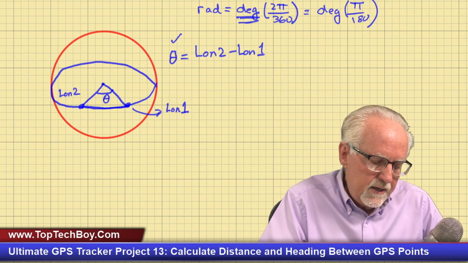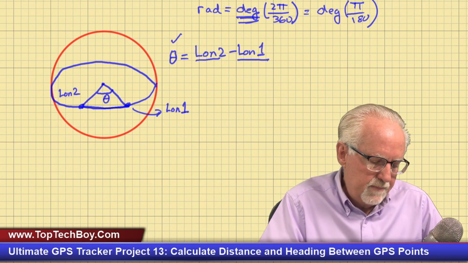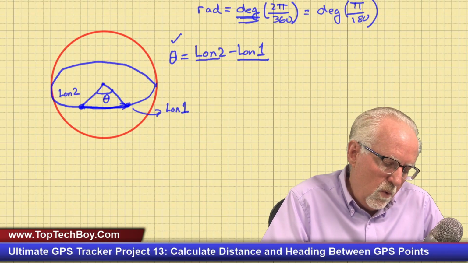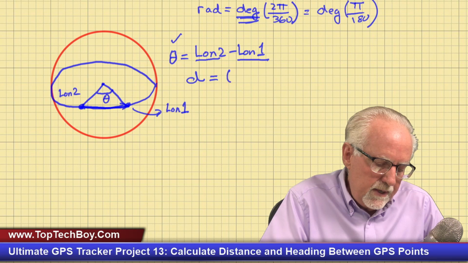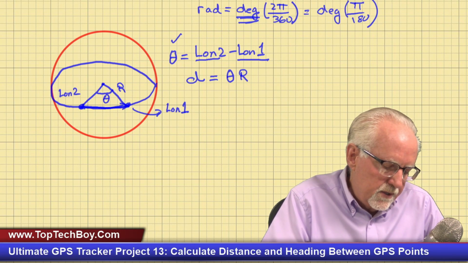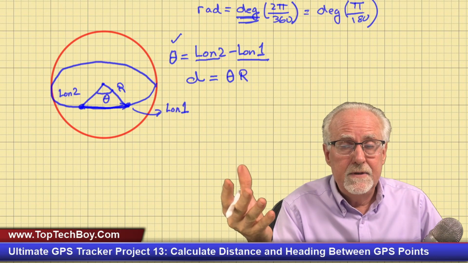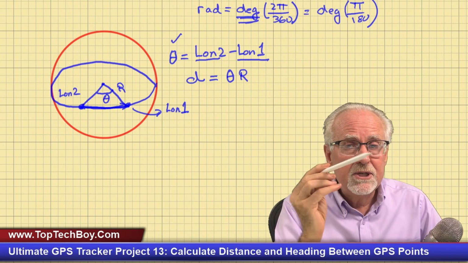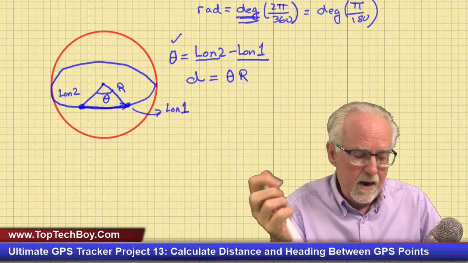So the theta is the ln 2 minus the ln 1. That is my theta. Well, how far did I go between these 2 points? Well, the distance that I went is just going to be the theta times the r. And what is the r? The r is the radius of the Earth. And so if I have a situation where I am keeping the same latitude and I am just changing longitude, I can calculate how far I have gone.